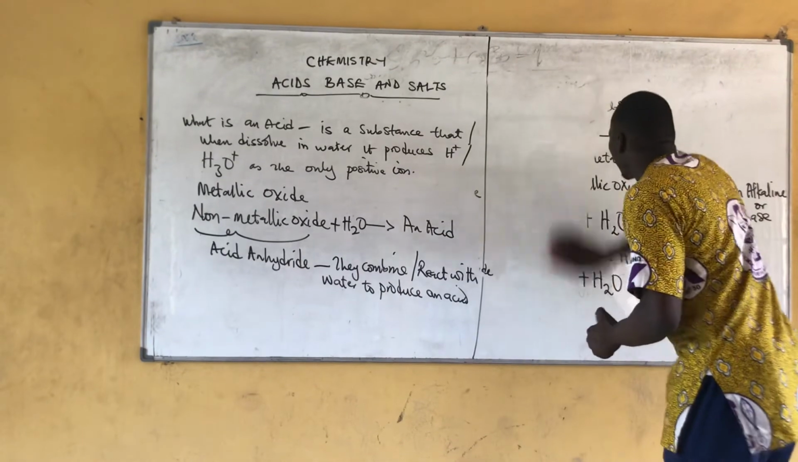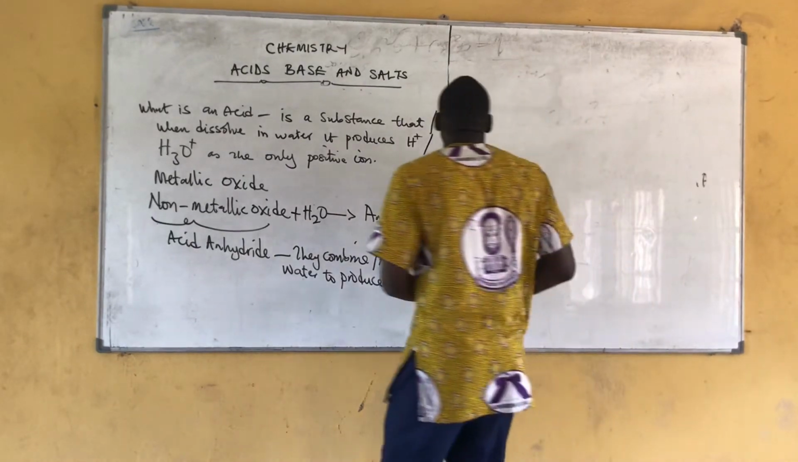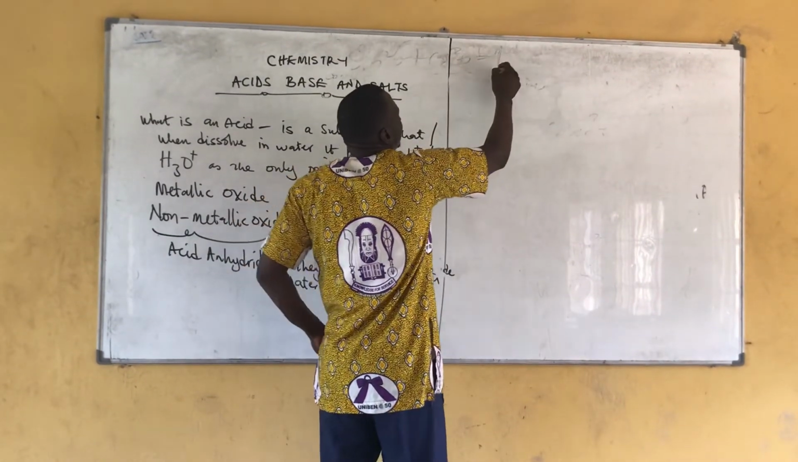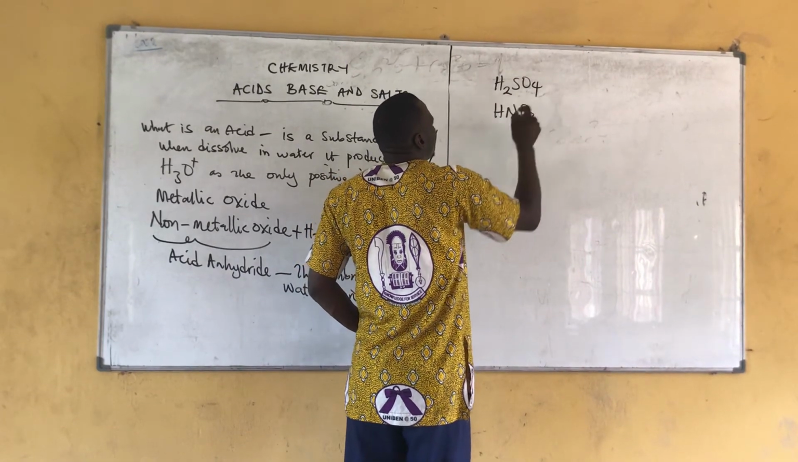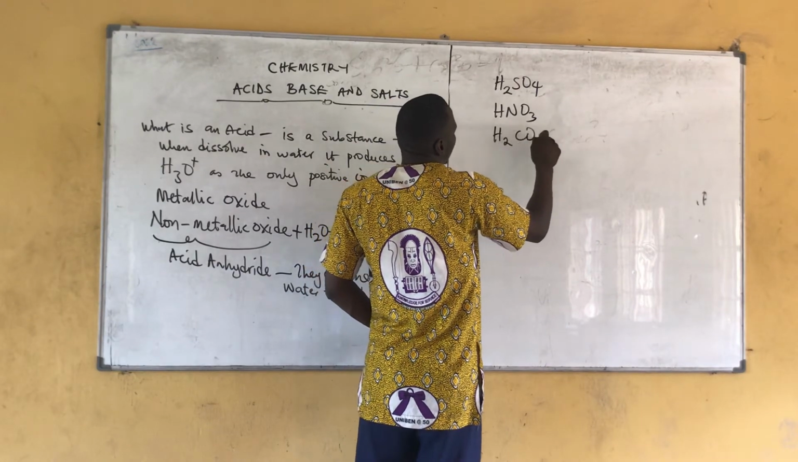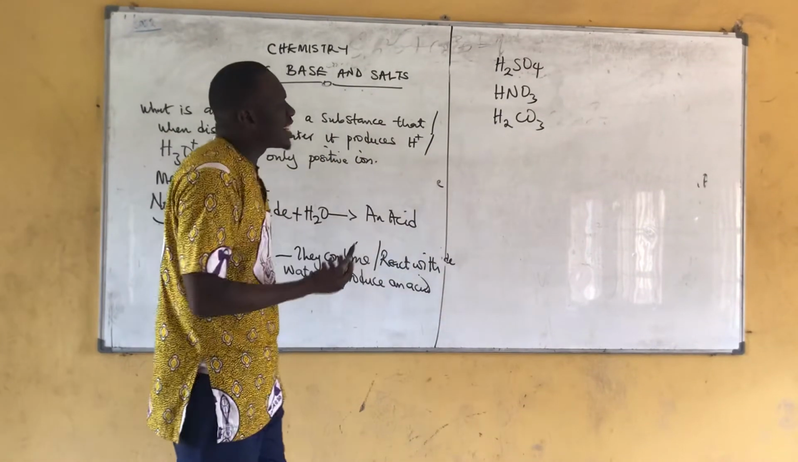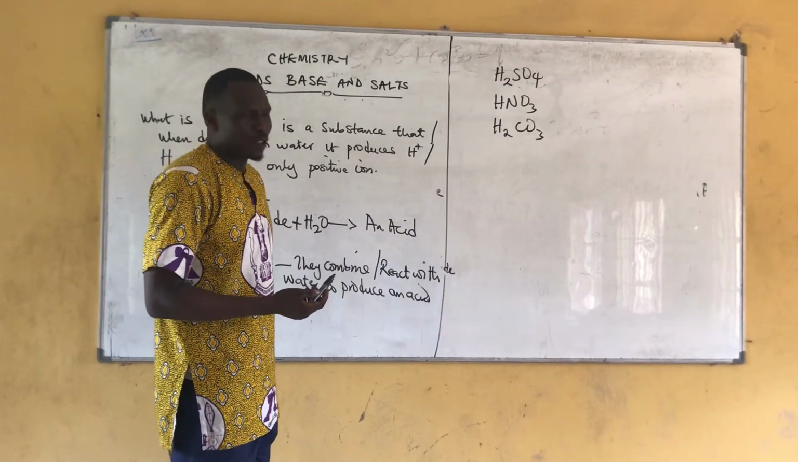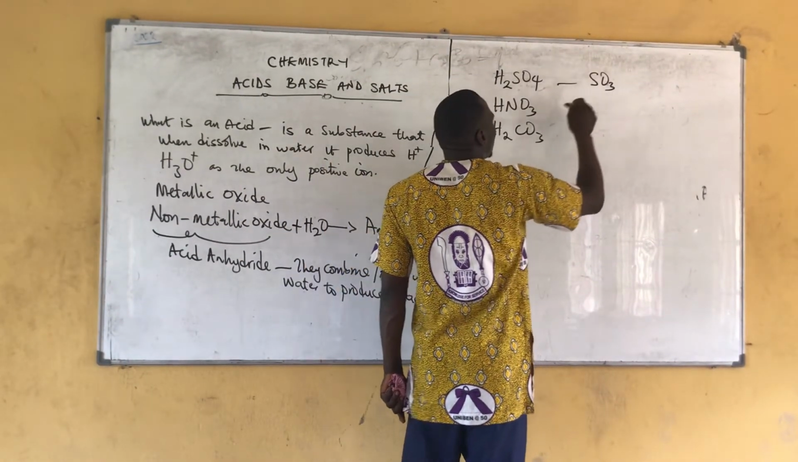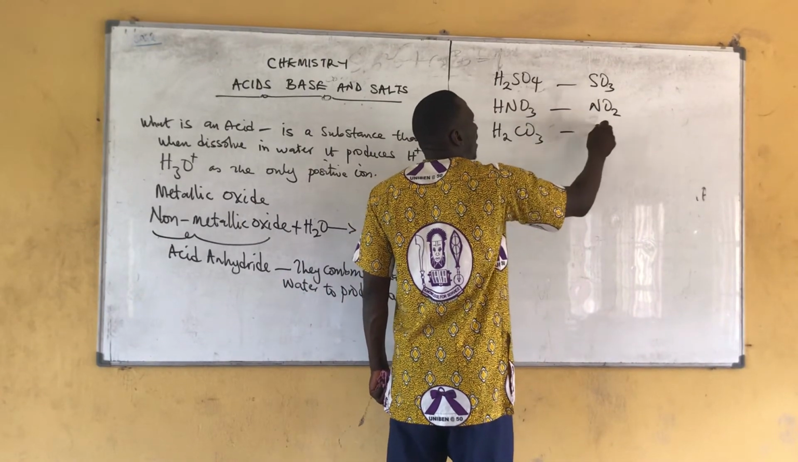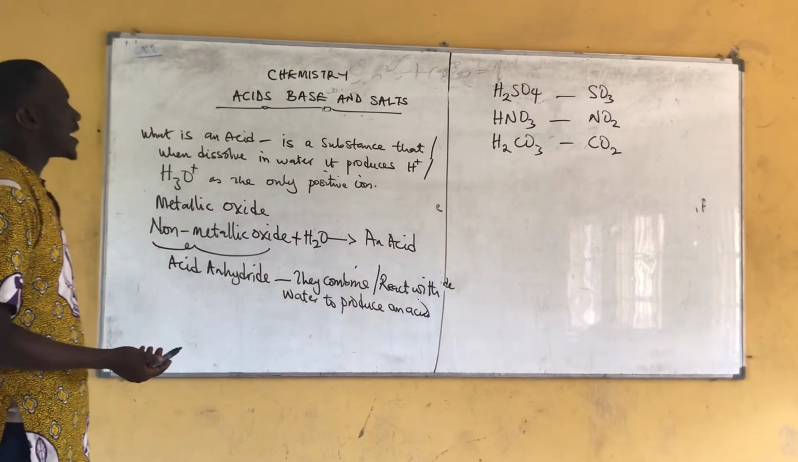So as a student, what are you expected to know? And what are the things they will ask you in your exam? They will give you different acids, H2SO4, HNO3, H2CO3, and so on and so forth. They will ask you, what is acid anhydride of these acids? Which means, what dissolves in water to produce this acid? For example, we have SO3, we have NO2, we have CO2. So they are acid formers, acid anhydrides.